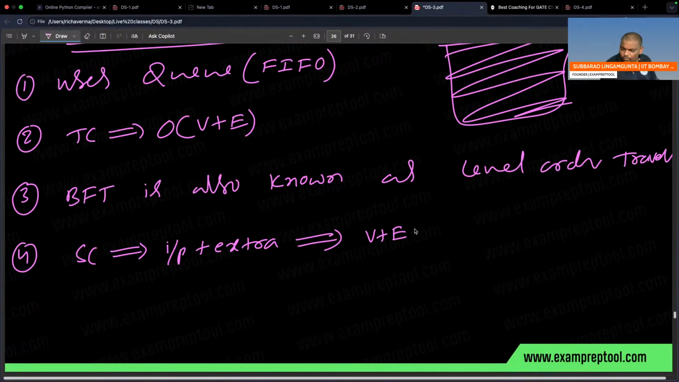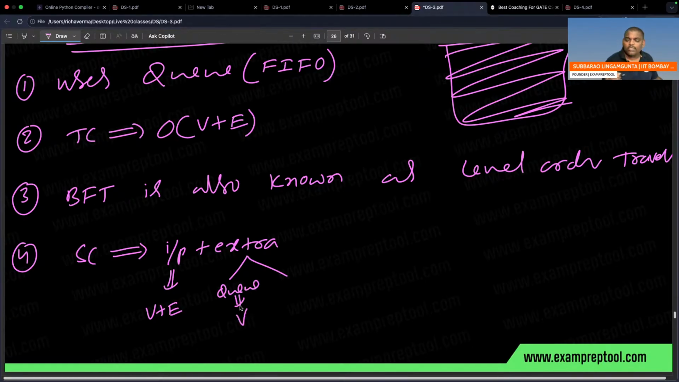Plus extra, if you observe clearly, one visited array you are taking. Be careful, extra space. They may ask you clearly extra space. If they say extra space, go for extra space. I will write here itself, you will get clarity. Input is graph, V plus E. Extra space, if you observe clearly, one queue you are taking, that queue size is V vertices.